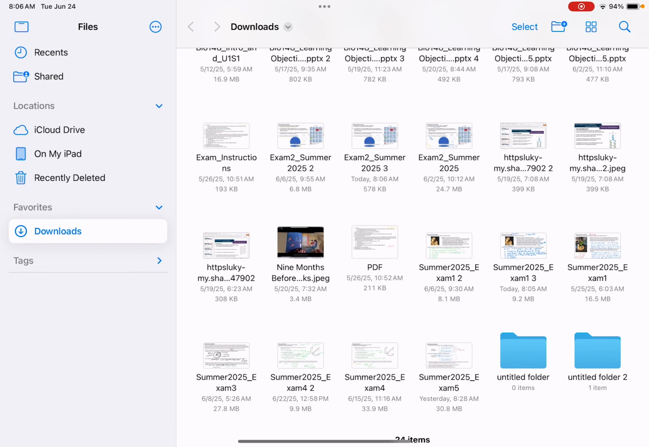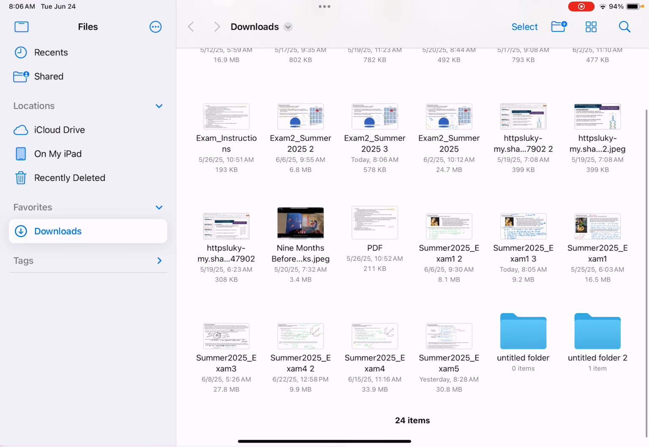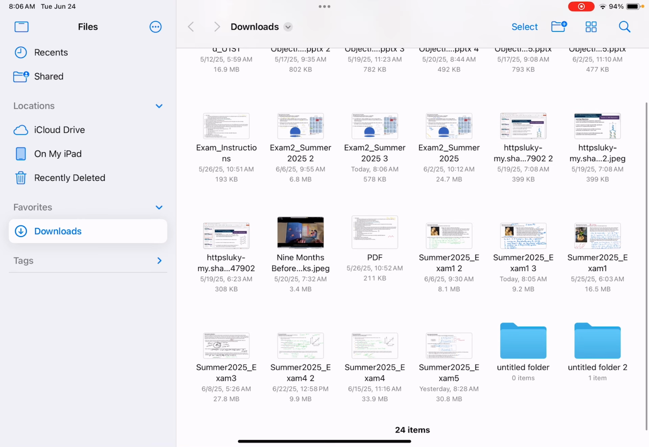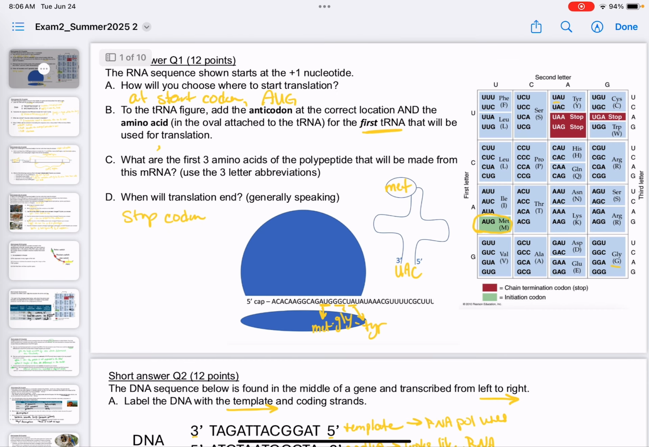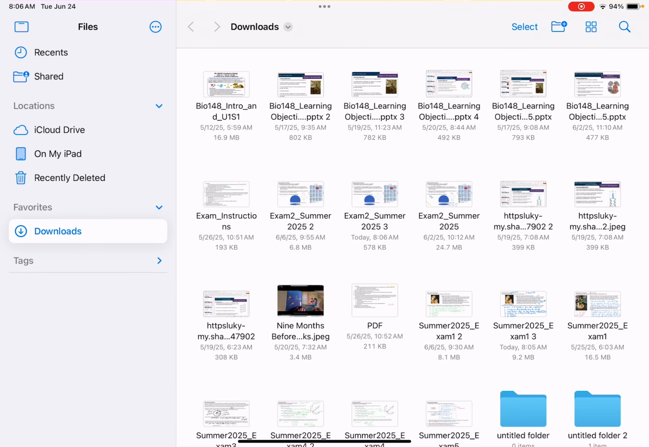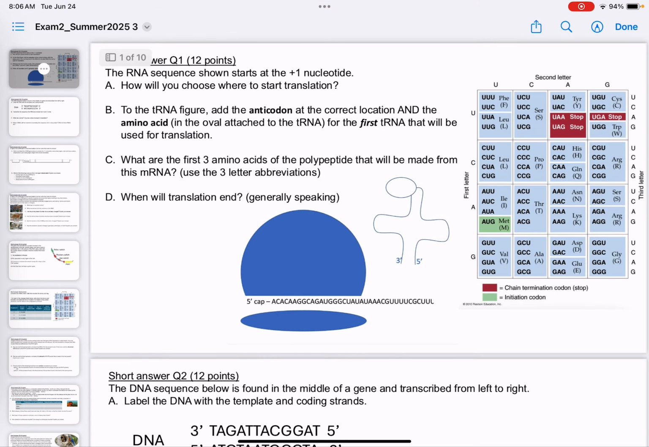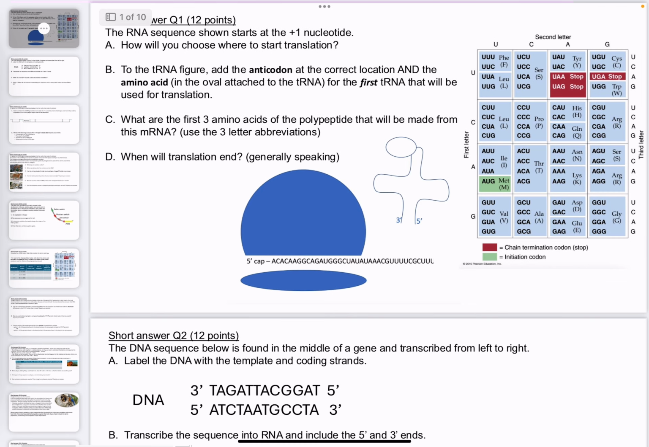Okay, so let's go over exam 2. I just downloaded a fresh one. Where did it go? Oh, okay. Oh, nope, that's not it. Okay, that one's already filled in. Okay, so let's go through this one together.